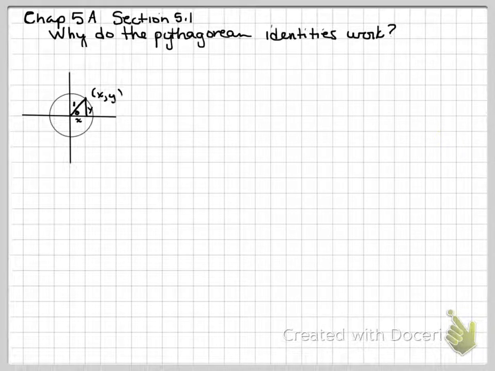Here are the notes for Chapter 5A. We are starting with Section 5.1, using our fundamental identities. And we're going to start off by talking about our Pythagorean identities.